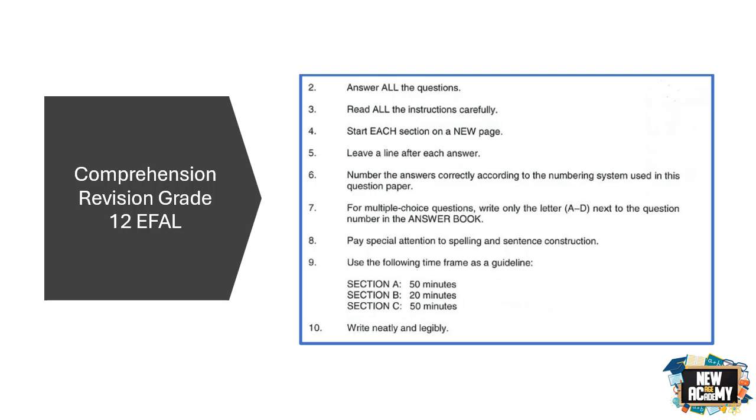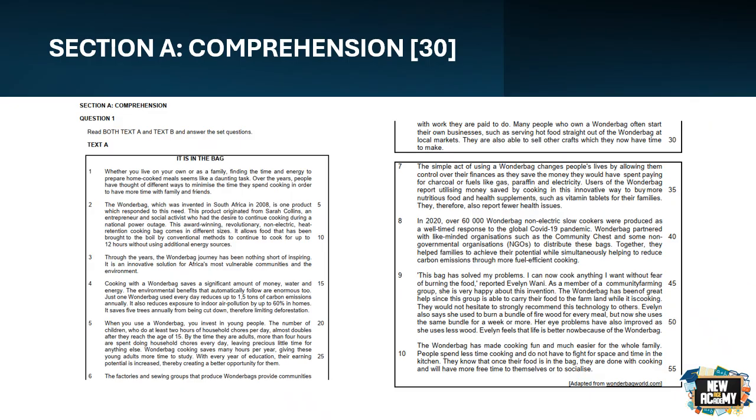So let's move to section A, comprehension. This is the question paper. I think this is the question paper that students wrote in 2015, if not 2018. You see the structure of text A. This is a prose passage, no picture, nothing, just text and paragraphs.